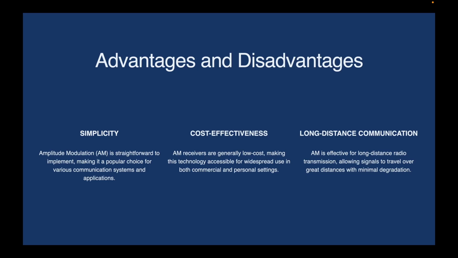Advantages and disadvantages. Simplicity. Amplitude modulation is straightforward to implement, making it a popular choice for various communication systems and applications. Cost effectiveness. AM receivers are generally low cost, making this technology accessible for widespread use in both commercial and personal settings. Long distance communication. AM is effective for long distance radio transmission, allowing signals to travel over great distances with minimal degradation.